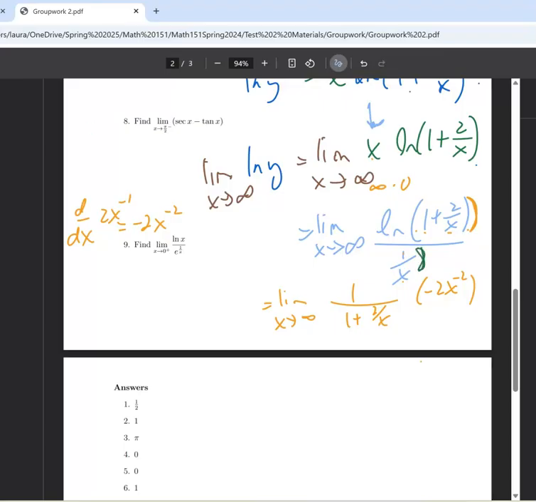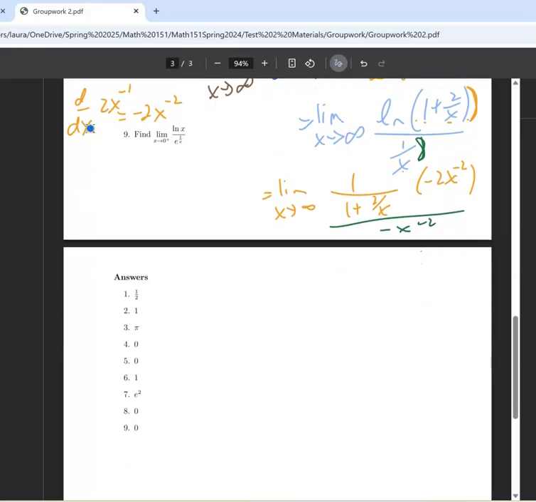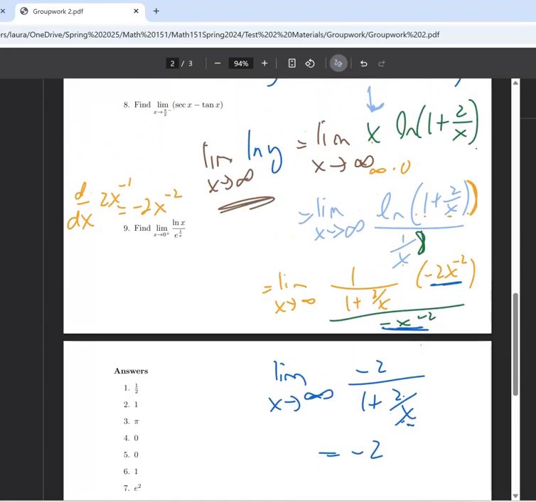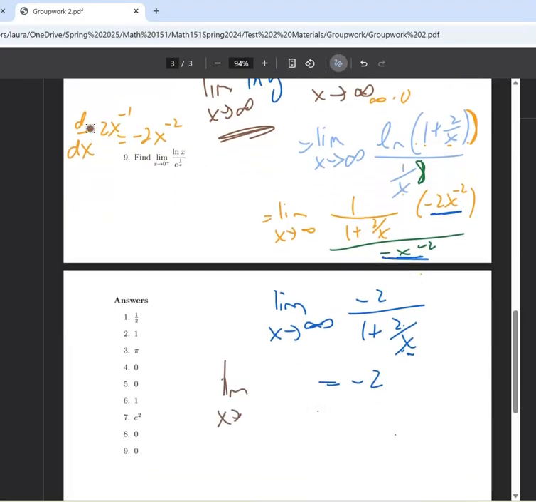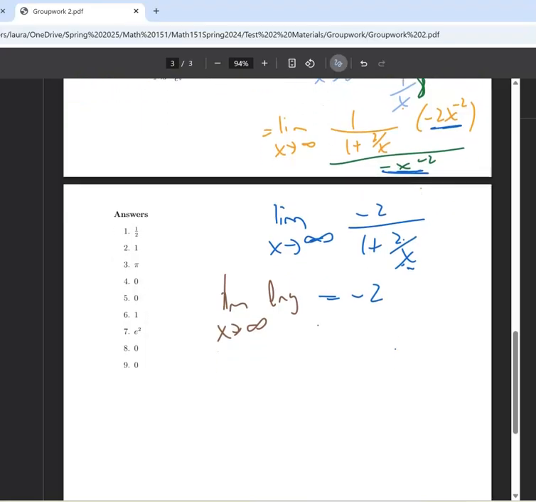Then I've got the derivative of the denominator, that's negative x to the negative 2. I see those things canceling, except for a negative 2. So the limit as x goes to infinity, I'd have negative 2 over 1 plus 2 over x. Now plug in the infinity. 2 over infinity is 0, so this whole side, I get negative 2. Okay, where did that come from? Right, the limit as x goes to infinity of ln of y is negative 2. So the last step is to say the limit as x goes to infinity of y is e to the negative 2. That's the answer.